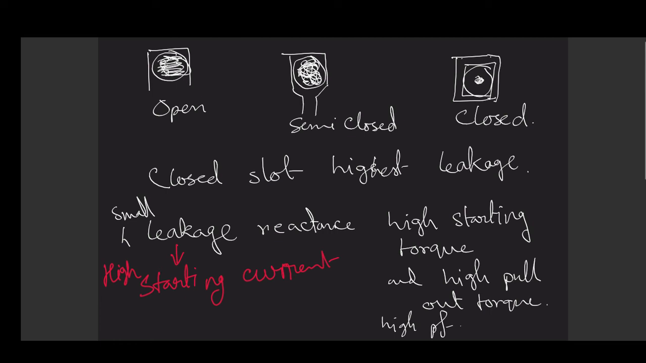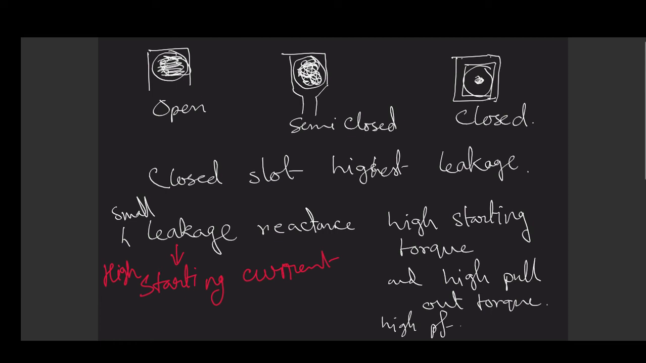Now, this is the extreme case: open has the minimal value of leakage and closed slot has the maximum value of leakage. So that is why most of the time we go for semi-closed, where your conductors are partially closed, not fully open, not fully closed, and we get the average of all its benefits. We obtain a trade-off between high starting current and high starting torque.